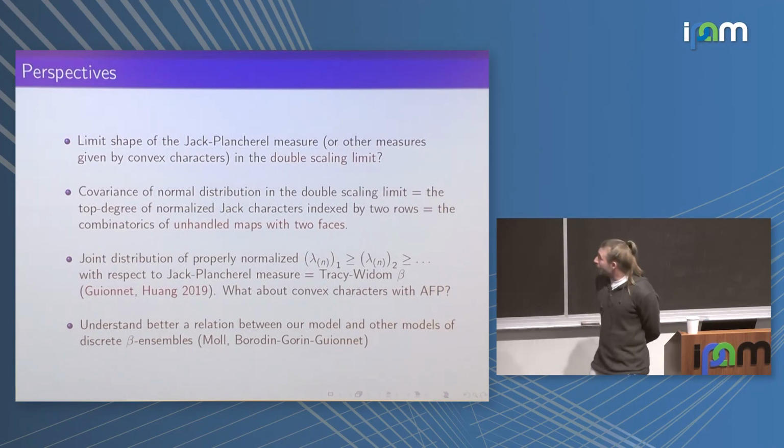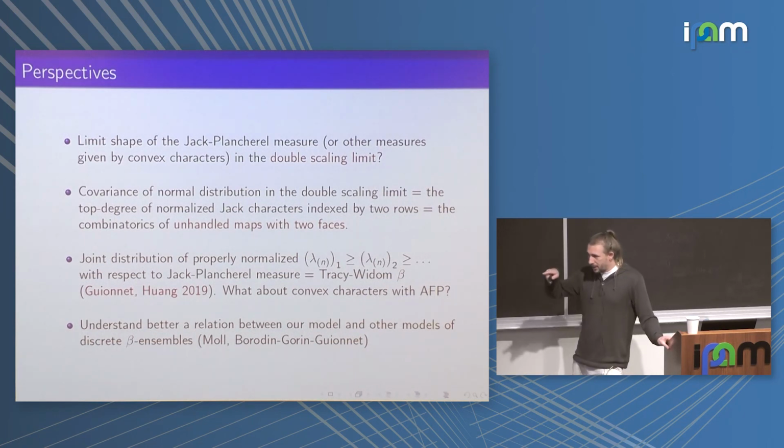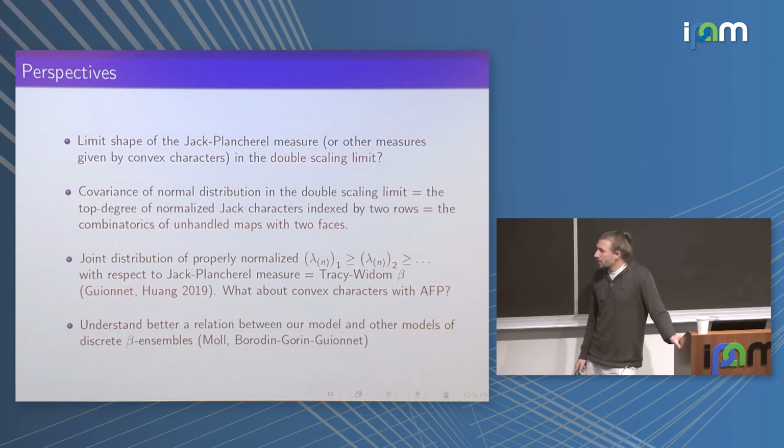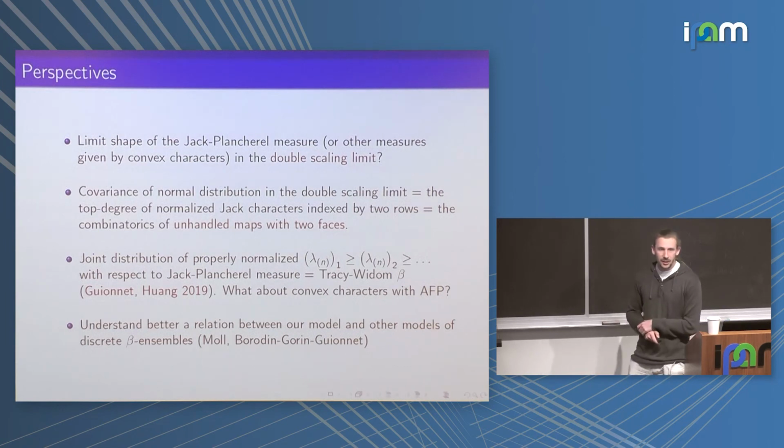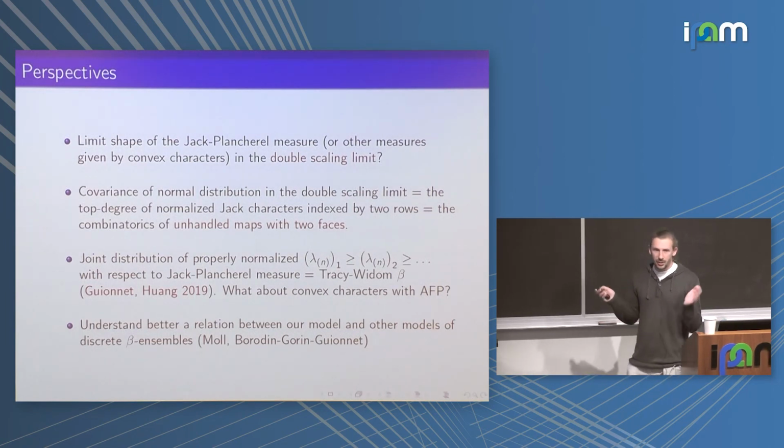And there are some perspectives. First of all, we would like to understand this limit shape in the double scaling limit. This was related with Alexei's question and this picture that I showed you. We cannot describe this scaling limit explicitly, so that's one of the things that we would like to understand. The second thing is computing the covariance of the normal distribution in this double scaling limit, which is strictly related with enumeration of these maps.